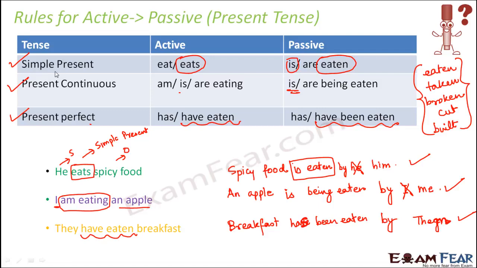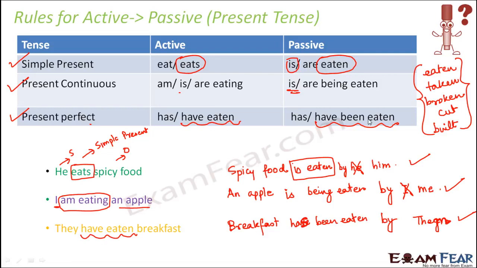Now depending on if it is simple present, then that past participle verb before that you will have is or are, depending on whether you have a singular or plural object. In the present continuous form, you will have is or are being, again depending on whether the object is singular or plural. Again, in present perfect, you will have has been or have been, again depending on whether the object is singular or plural. So if the object is singular, it will be has been. If the object is plural, it would be have been.